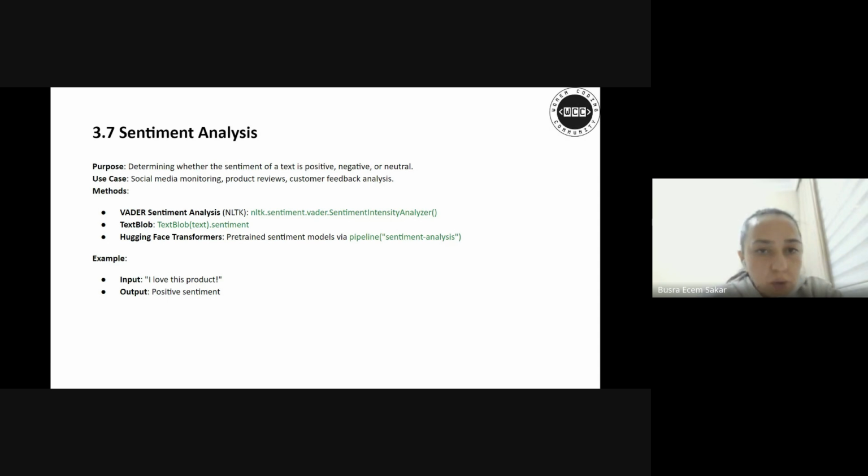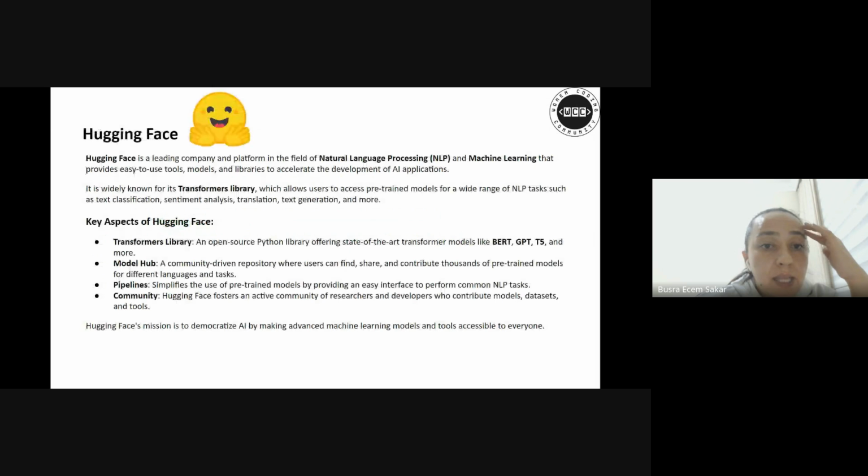There are several methods that we can use. VADER sentiment analysis in NLTK is very powerful. TextBlob also is very powerful, and Hugging Face transformers also provides pre-trained models. I will explain more about Hugging Face in the next slide because I think it's really important and helpful for starting in NLP. Let's move to the next slide.